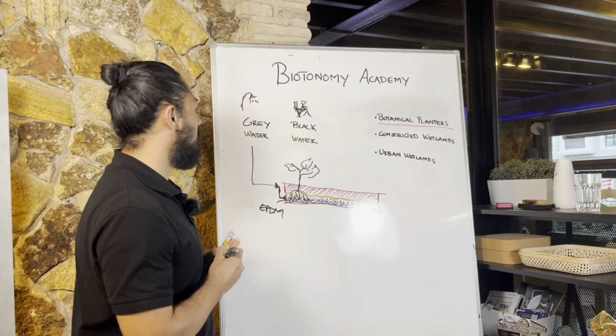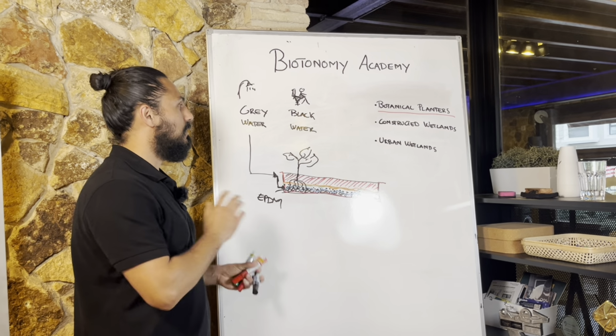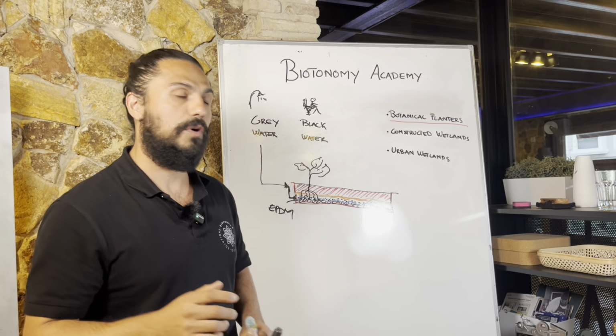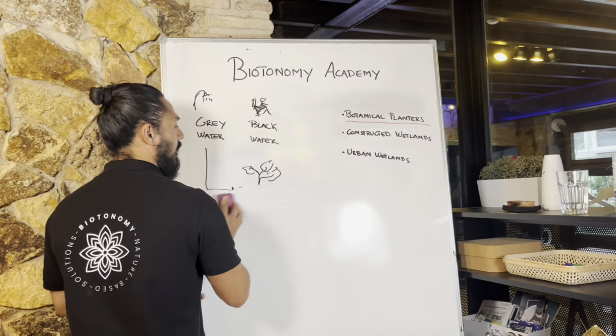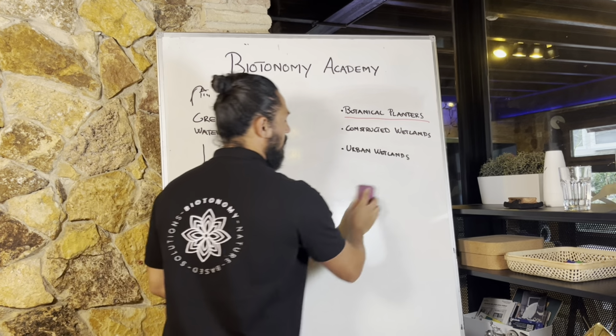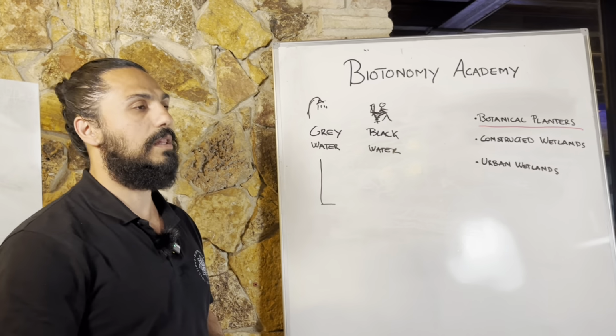Okay? So this is what we call a botanical planter. And we use it in a way that we separate gray and black water. Okay? So now, let me show you the next level. So this is for your house. The next level is constructed wetland.